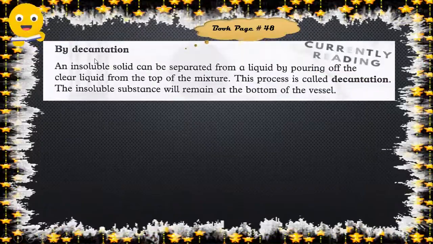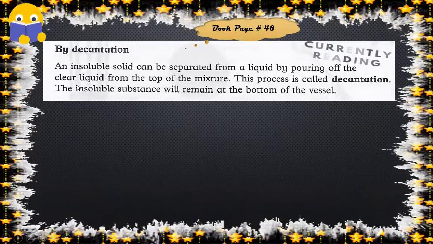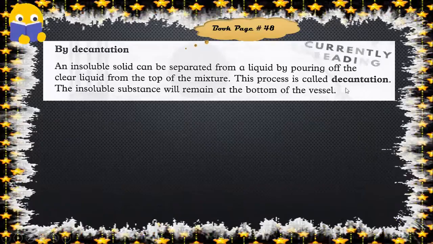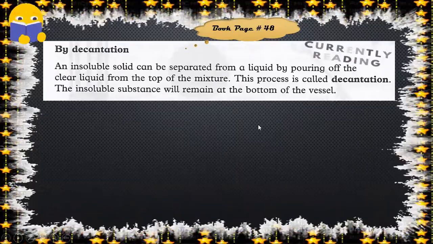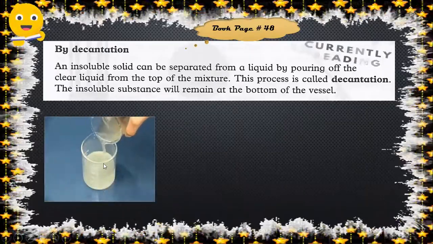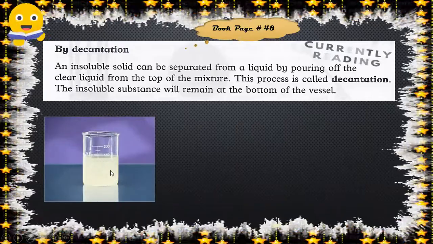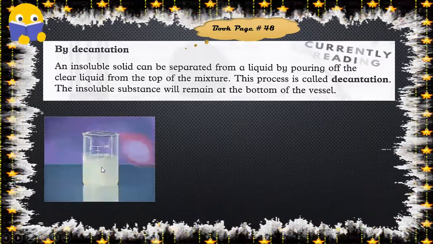By decantation. An insoluble solid can be separated from a liquid by pouring off the clear liquid from the top of the mixture. This process is called decantation. The insoluble substance will remain at the bottom of the vessel. Now you can see that I have a solution of mud water. Okay, this is already decanted. But what happens?